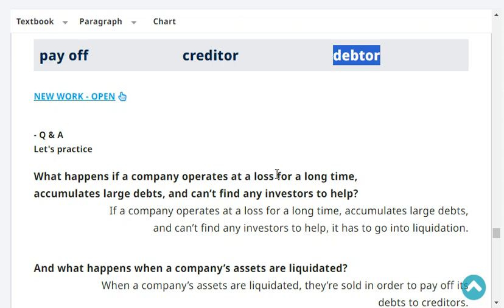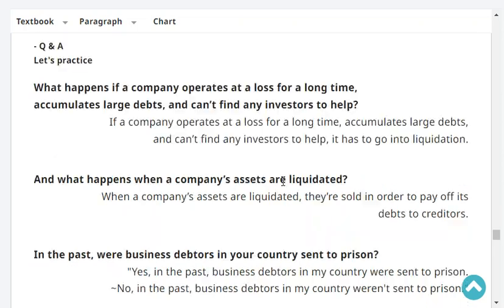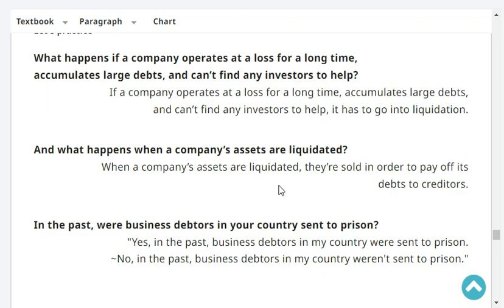One more. If a company operates at a loss for a long time, accumulates large debts, and can't find any investors to help, it has to go into liquidation. And what happens when a company's assets are liquidated? When a company's assets are liquidated, they are sold in order to pay off its debts to creditors.